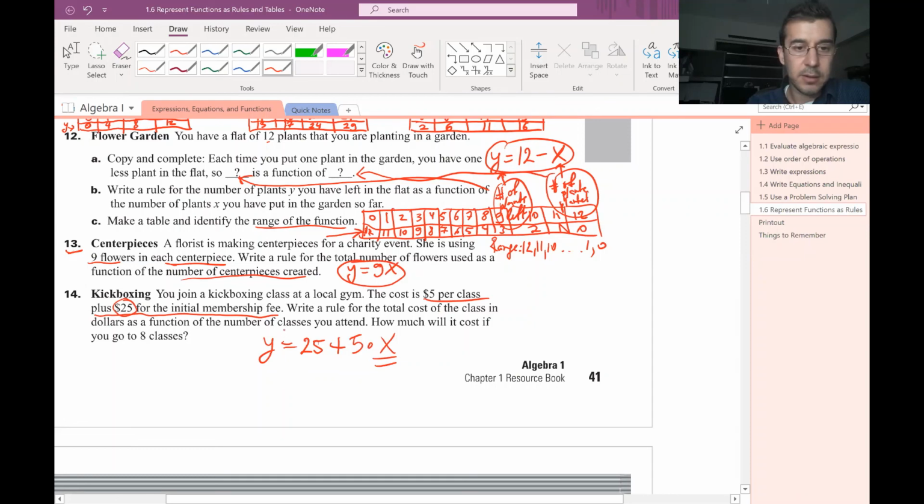So that's the function. How much will it cost if you go to 8 classes? So y would be 25 plus 5 times 8, or y equals 25 plus 5 times 8, which is 40. So it would be $65.